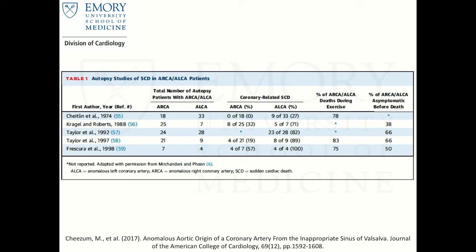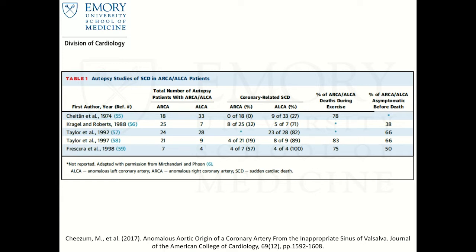These autopsy studies are really the basis for why we think that the interarterial subtype is particularly high risk. These were autopsy studies of patients who were diagnosed on autopsy with interarterial anomalous right or anomalous left coronary arteries. As you can see, especially with the anomalous left coronaries, there was a very high percentage of these patients where they attributed the cause of death to a coronary event. Very high percentages, upwards of 70s, 80s, even, in a small study with four patients, 100%. But regardless, that was what was attributed on autopsy as their cause of death.